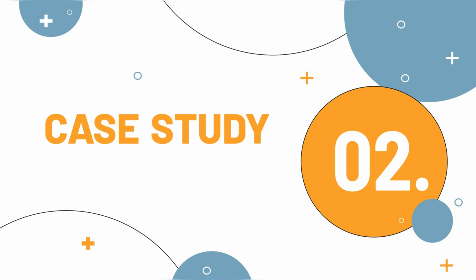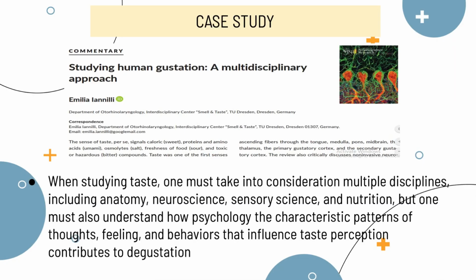Okay, now I will discuss the case study. Okay, so here is the case study, which is Studying Human Gustation, a Multidisciplinary Approach by Emilia Lanili. So when studying taste, one must take into consideration multiple disciplines including anatomy, neuroscience, sensory science, and nutrition. But one must also understand how psychology, the characteristic patterns of thought, feeling, and behaviors, will influence taste perceptions, which will contribute to degustation.